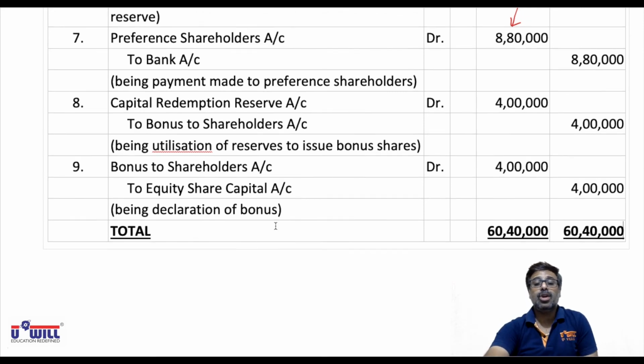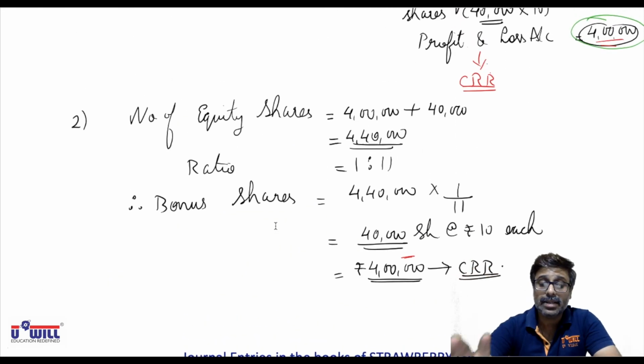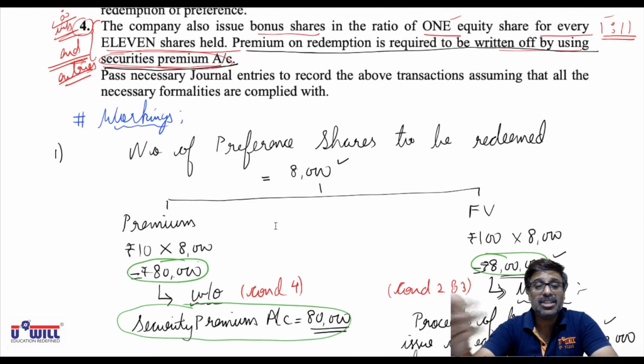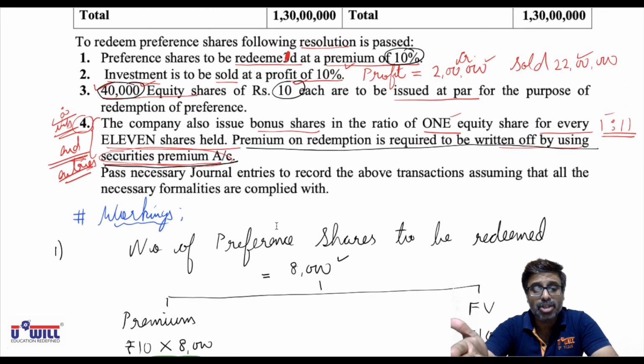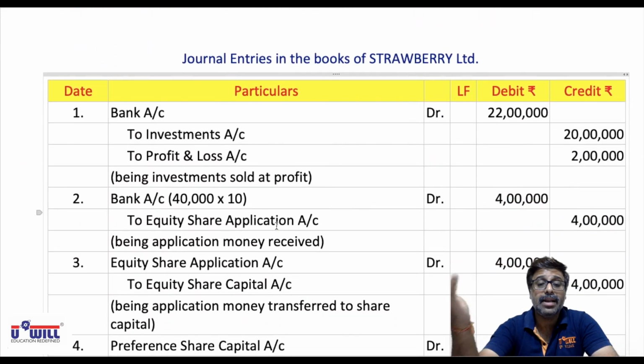So this is how we have to solve the questions on redemption of preference shares. Those 6 entries are going to remain constant, fixed in all the questions. Plus you can have extra entries like we had here, issue of bonus shares. You can also have extra entries of calling the preference share final call money. Those will come in the beginning. We'll see that in the further questions when we solve.